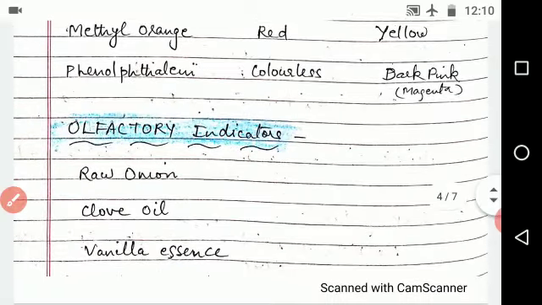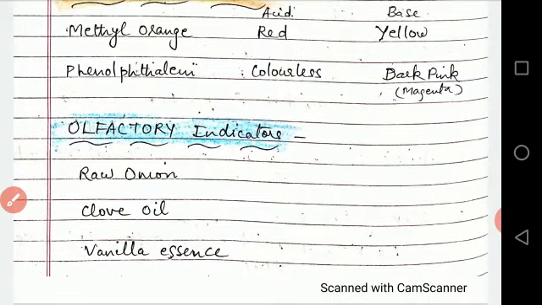Next are olfactory indicators. Olfactory indicators are those indicators which do not show color change but show a change in the smell of the substance, like raw onion, clove oil, garlic, vanilla essence, etc. They give a very strong smell in acidic medium, but a weak smell in basic medium.